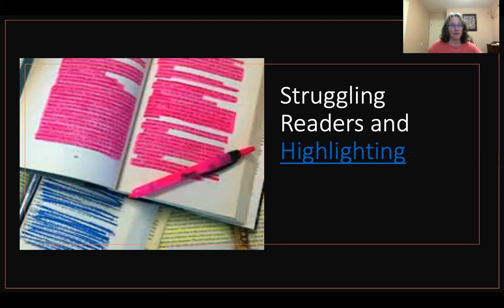Part of this goes back to dual coding, which is helping the brain process key ideas much more quickly so that it can free up space for other information that might take more work.